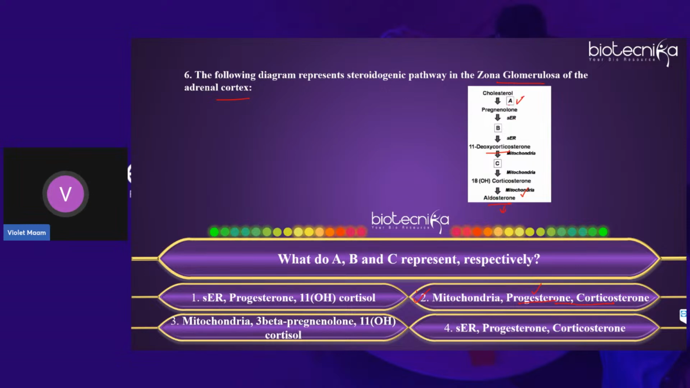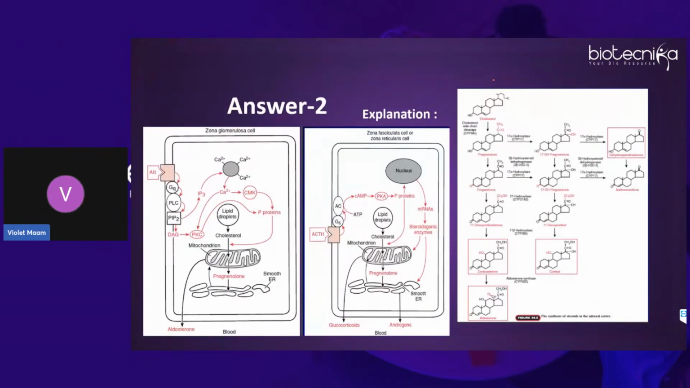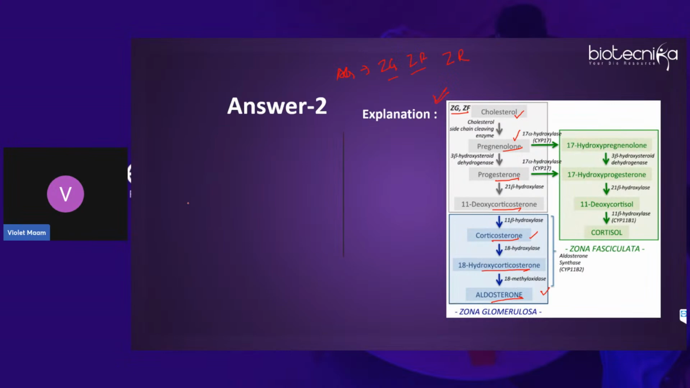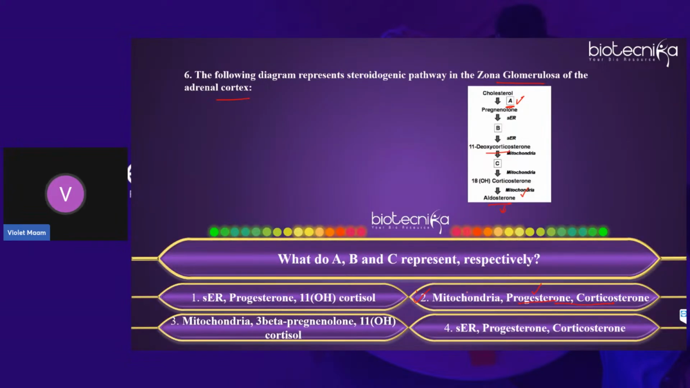Now A will be the mitochondria. So what happens in this pathway? You can see cholesterol is taken in by the mitochondria and then converted into pregnenolone. So it is happening in the mitochondria. Then further it will move into the smooth ER and the further steps will occur, and then it will be released by the zona glomerulata cells. So it will be the mitochondria. Clear? So A will be mitochondria, and the right answer will be option 2, students.